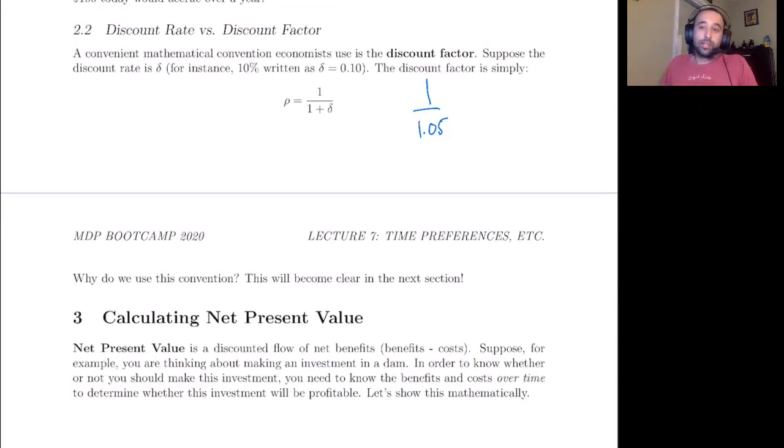It may not seem clear why we need this convention. Why can't we just use the discount rate in these problems? I think it will become much clearer in the next section when we actually do some problem solving. It basically allows the notation to be a lot cleaner while getting the exact same answer from our calculation. That's what we'll be talking about in the next video. So I'll see you guys then.